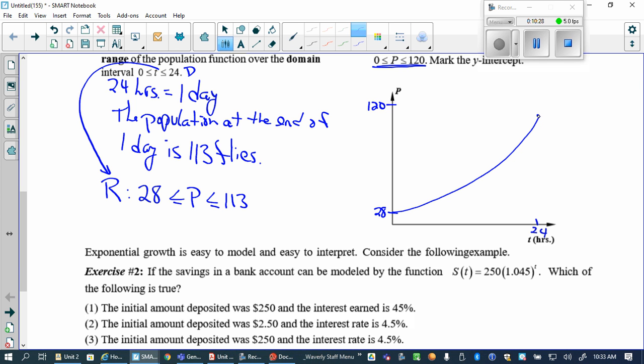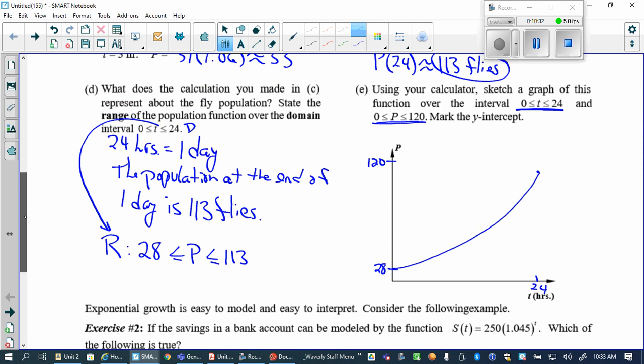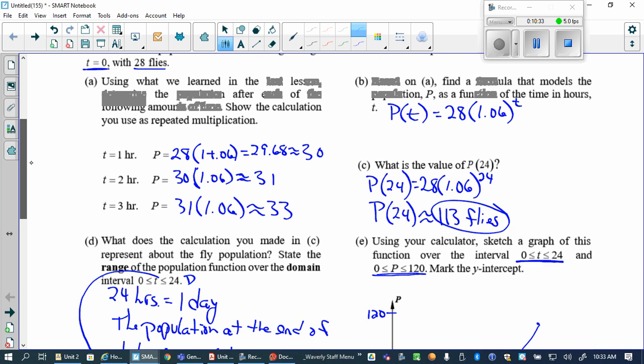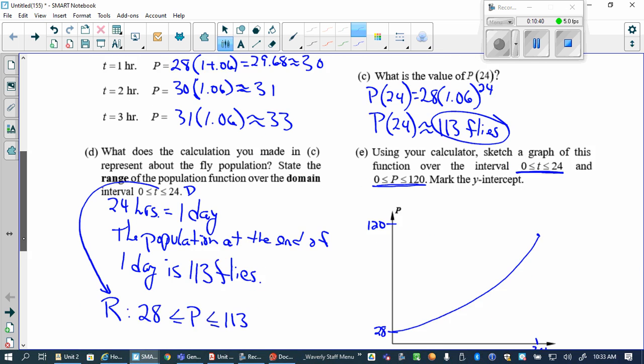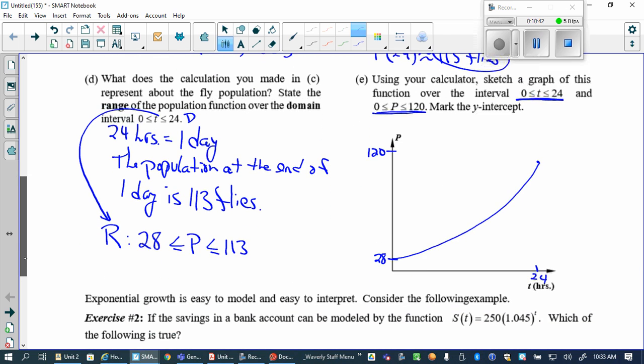Okay. Remember, like if you get this graph on your calculator, ooh, what's the y-intercept? Well, your calculator can figure it out for you, or you can just look, there's my y-intercept. Remember, that's the starting amount for 28. Okay? We okay with this?